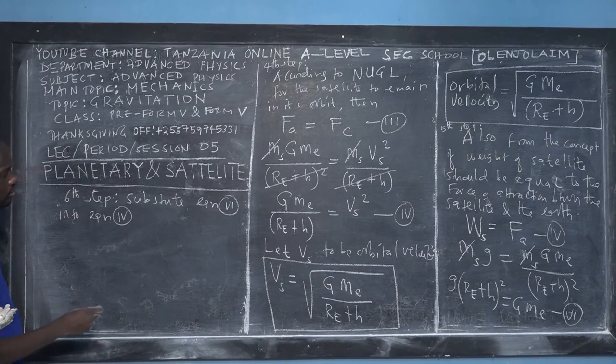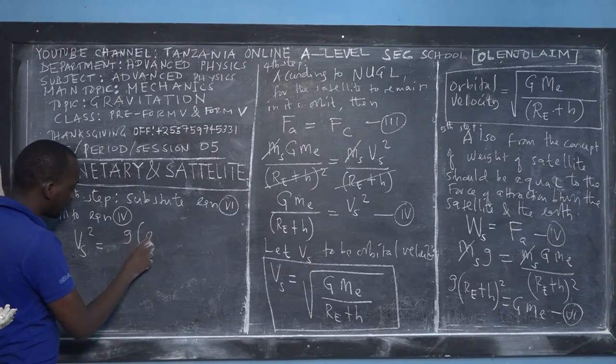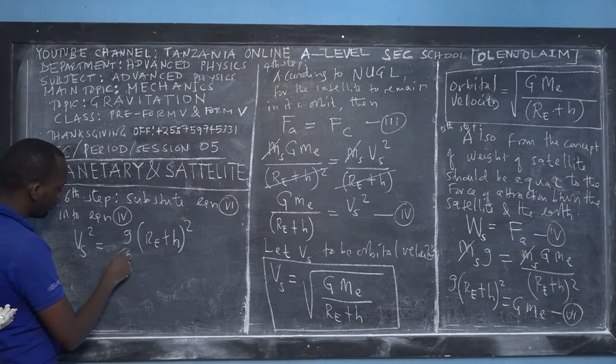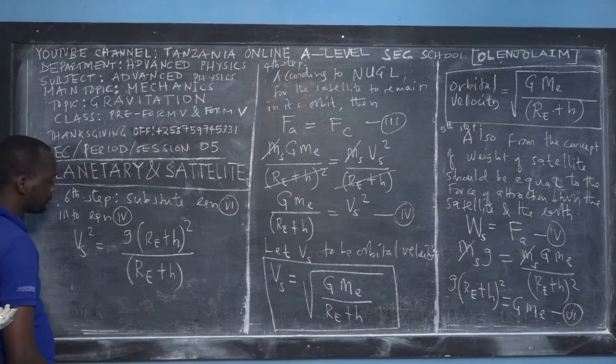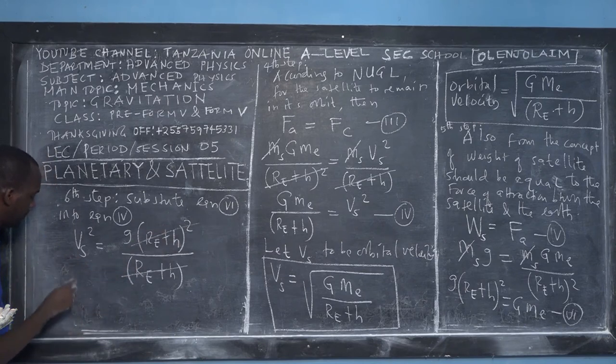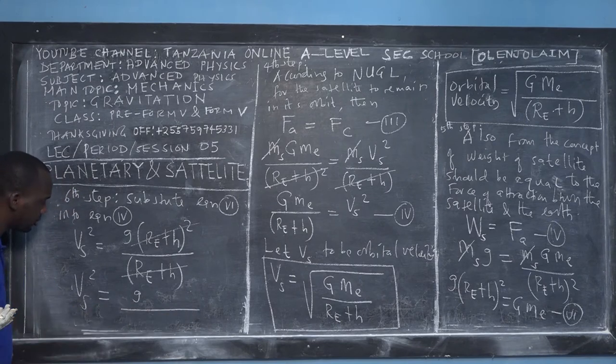Right? So we say that the orbital velocity squared is equal to what? Is equal to G times the radius of the Earth plus height squared, and then this one we divide by the radius of the Earth plus height. Right? Fantastic. So now we can simplify this. You find that the orbital velocity is equal to, this is the acceleration due to gravity, and then times the radius of the Earth.